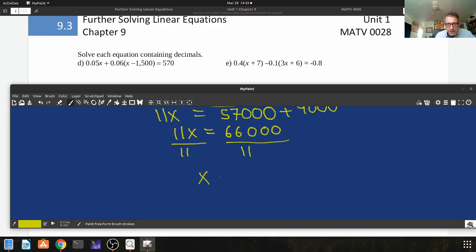And x is going to be 66 divided by 11, which is 6. 1, 2, 3 zeros. Okay. Let's go up and do the next one. The next one's really much easier.